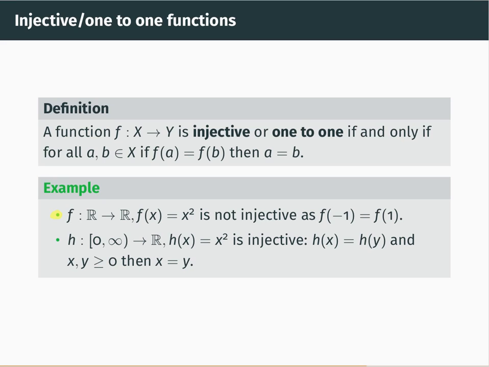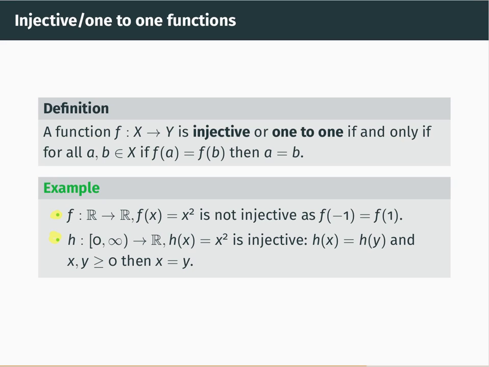So f is not injective. On the other hand, let's look at a closely related example to see how injectivity depends very carefully on what the domain and codomain are. So we will take h to be the function from the set of all non-negative real numbers to the real numbers, with the same rule as before, h of x is equal to x squared.